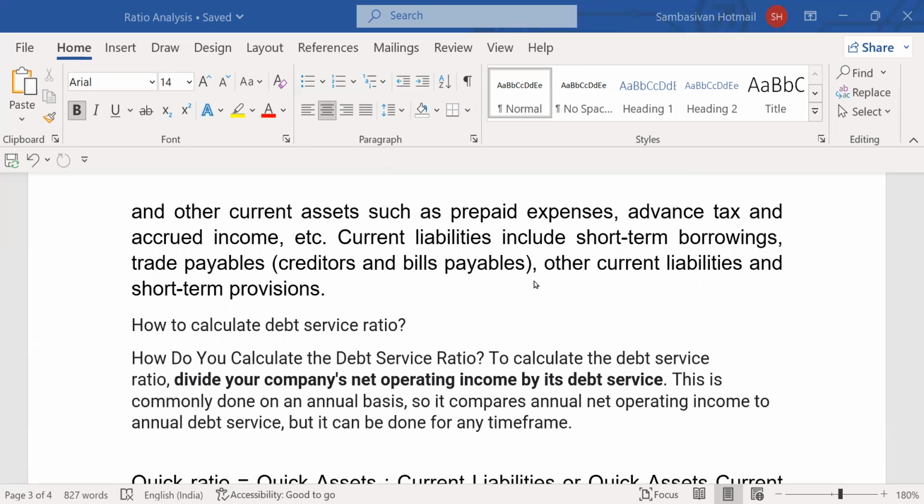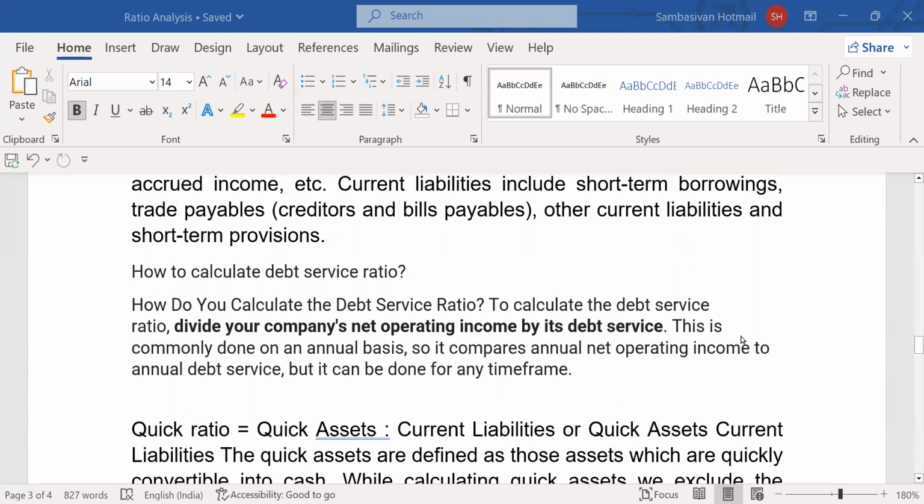How to calculate the debt service ratio? It should be debt service coverage ratio. Yeah, that is the correct term.